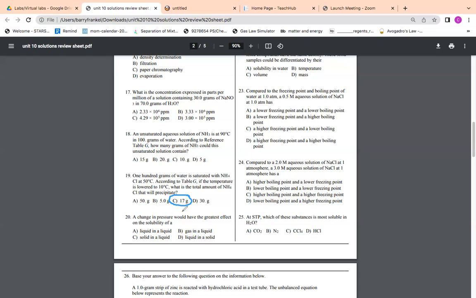Okay. Number 20, a change in pressure would have the greatest effect on the solubility of what? Pressure does not affect solids or liquids. So this is just going to be a gas and liquid. This would have the greatest effect on the gas. Okay. Let's clear this.